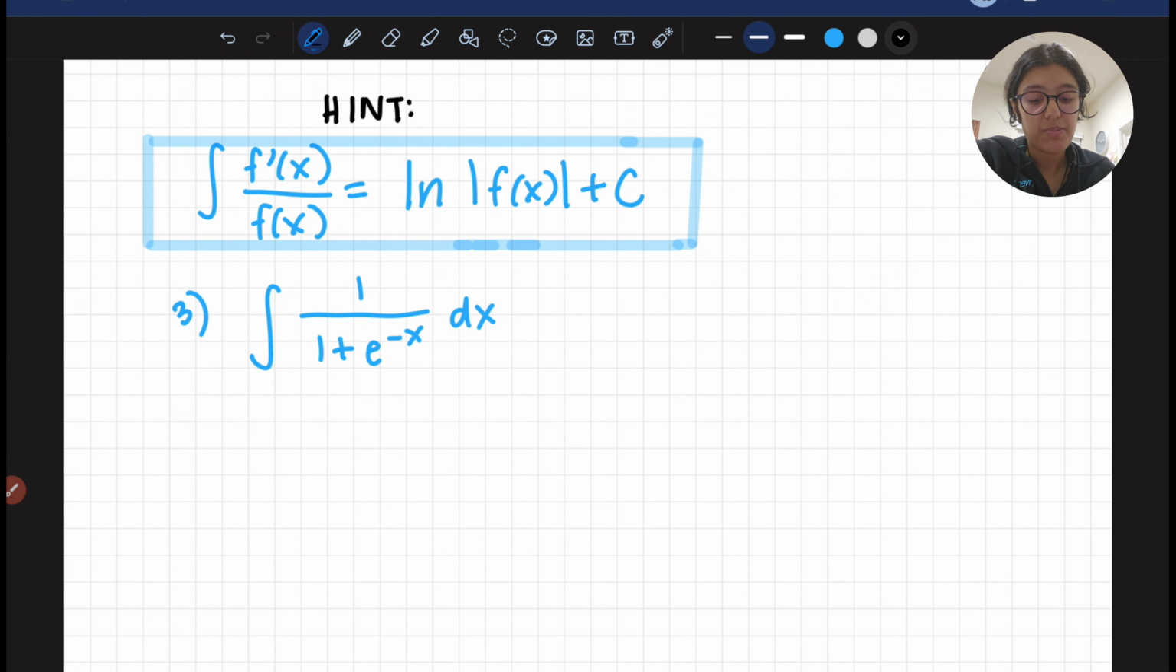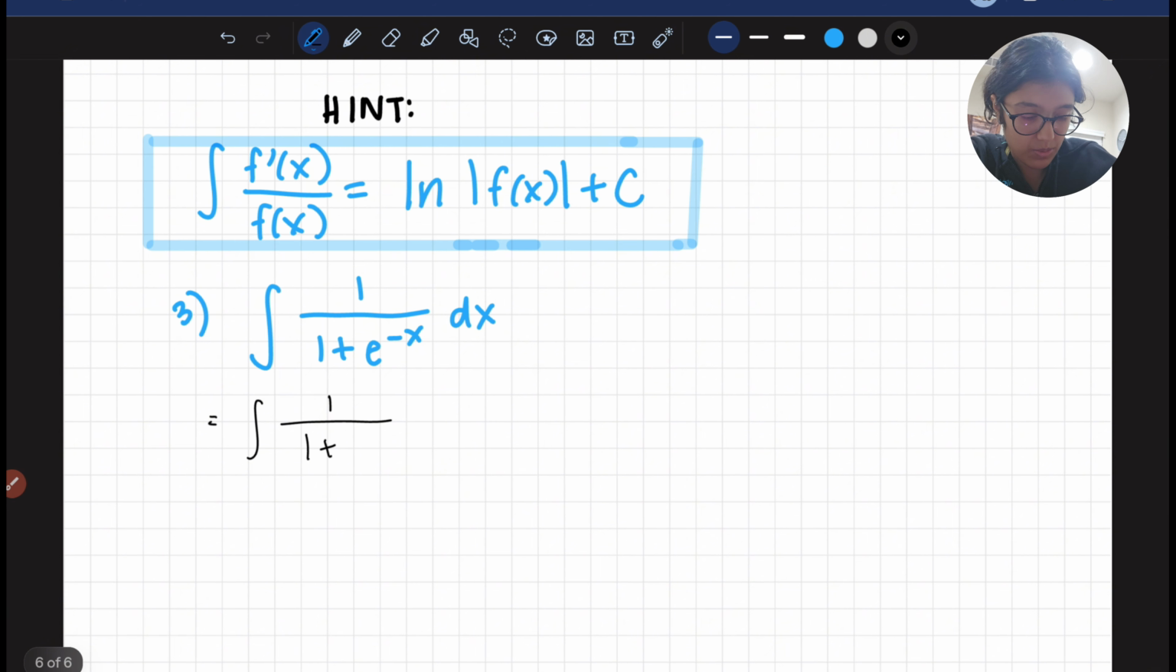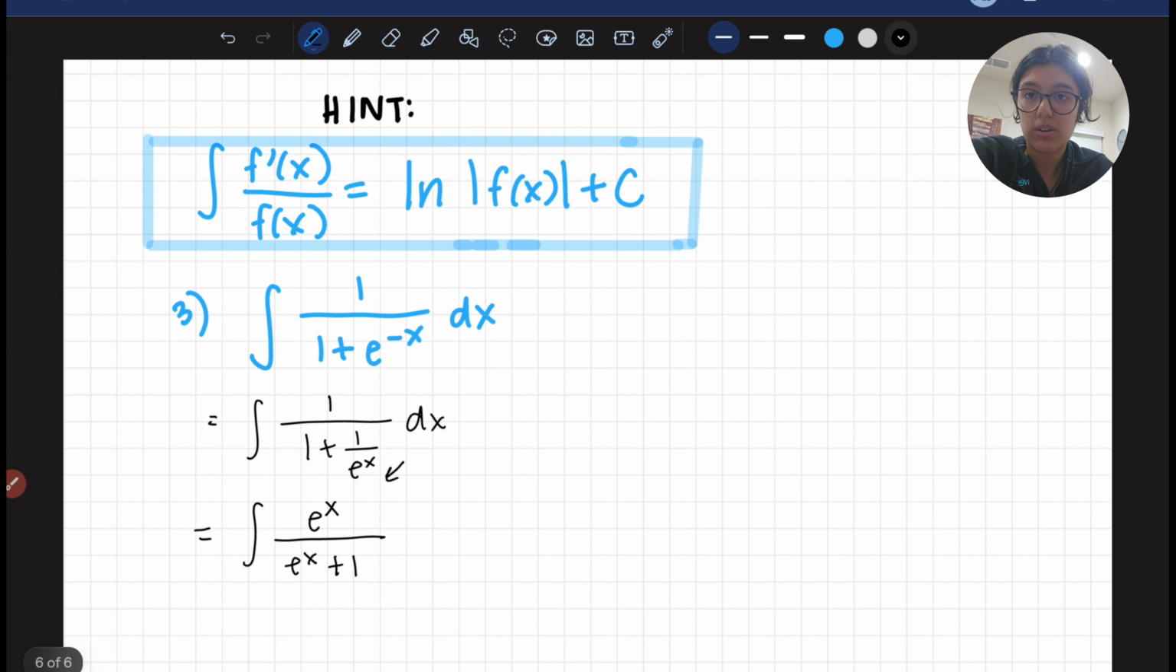All right, so for our third problem, we have the integral of 1 over 1 plus e to the power of minus x dx. Once again, I don't really like this minus x. I am going to rewrite this as the integral of 1 over 1 plus 1 over e to the power of x dx. I'm going to once again simplify this, saying that this is the integral of e to the power of x over e to the power of x plus 1. I just took e to the power of x in the denominator. This is in the denominator of the denominator, so that goes to the numerator. So that is how I got e to the power of x up top, right over there. And of course, we have that dx.